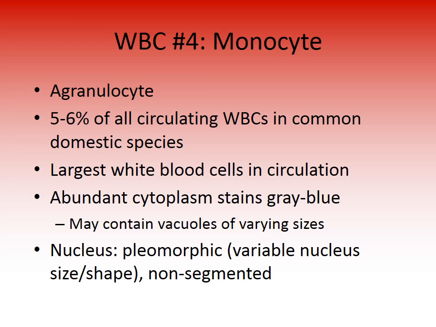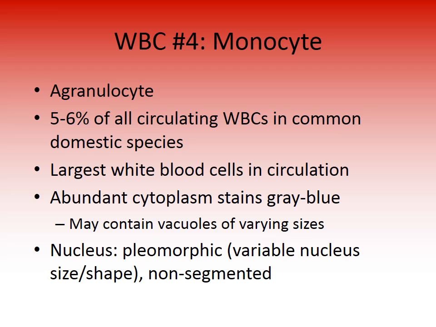So the fourth type of white blood cell. Now we're done with our granulocytes, so these last two white blood cells are agranulocytes, which means they do not have any granules. The monocyte makes up 5 to 6% of all circulating white blood cells in common domestic species. Remember, our neutrophils make up about 75% of them, and about 5 to 6% of circulating white blood cells are going to be monocytes.